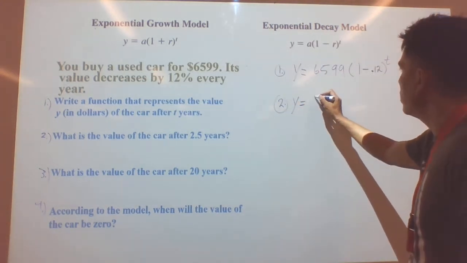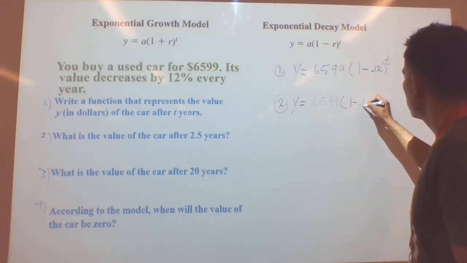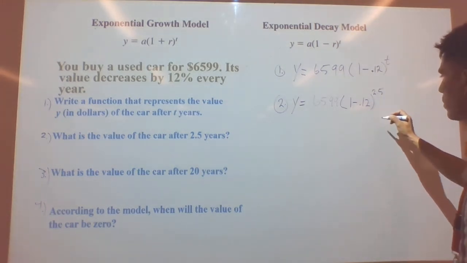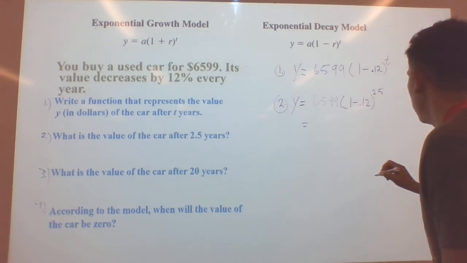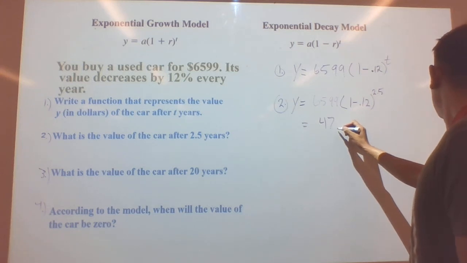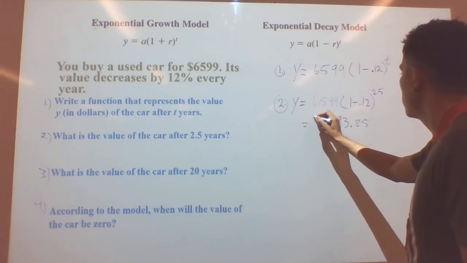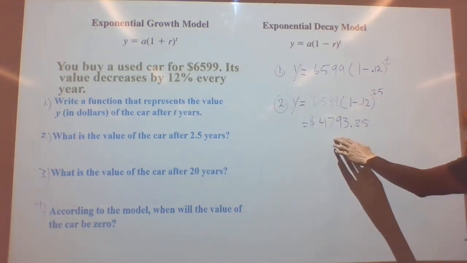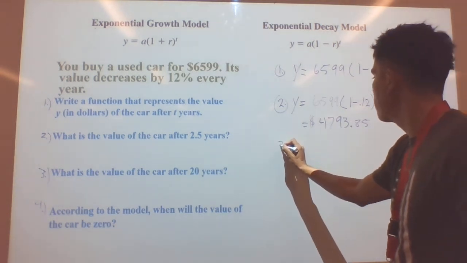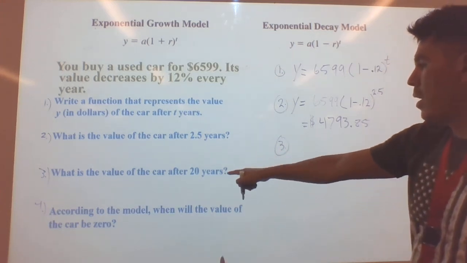Part 2 is kind of the same thing. We're going to plug in the same values. And then we have to talk about 2.5 years. You put that in your calculator, and that's going to give you 4,793.85. So now you have lost a little bit of change in that car, so maybe not a good investment for a Pinto. What is the value after 20 years?